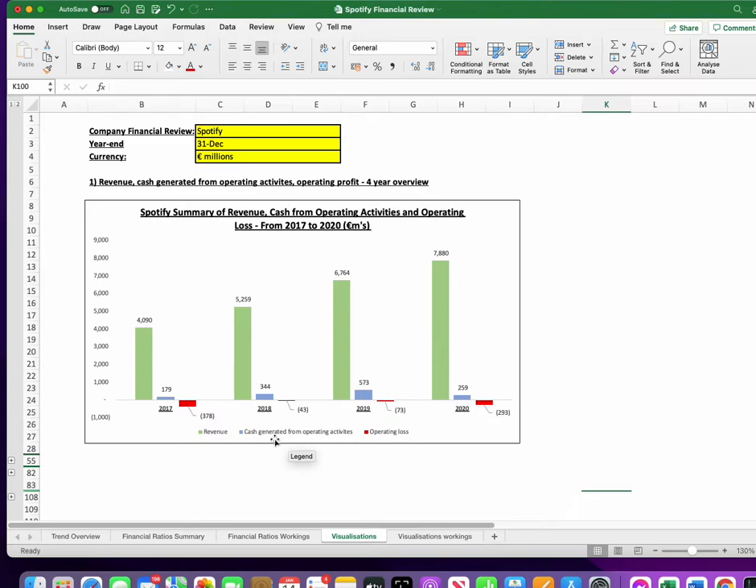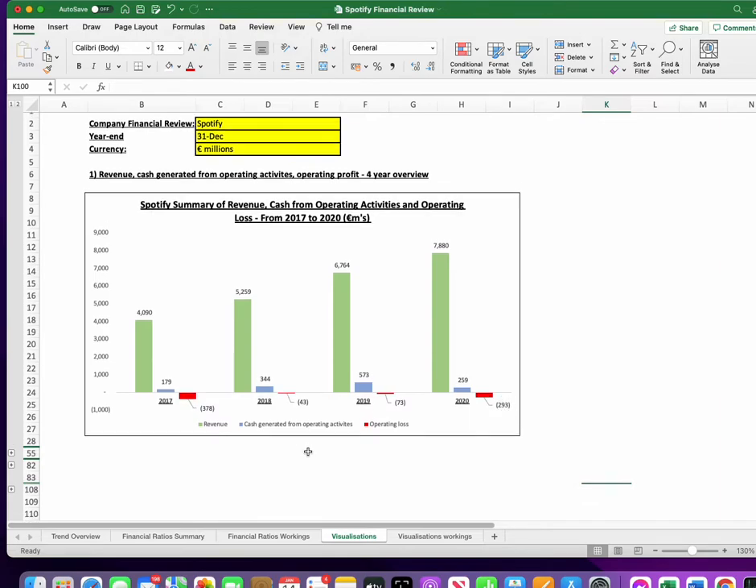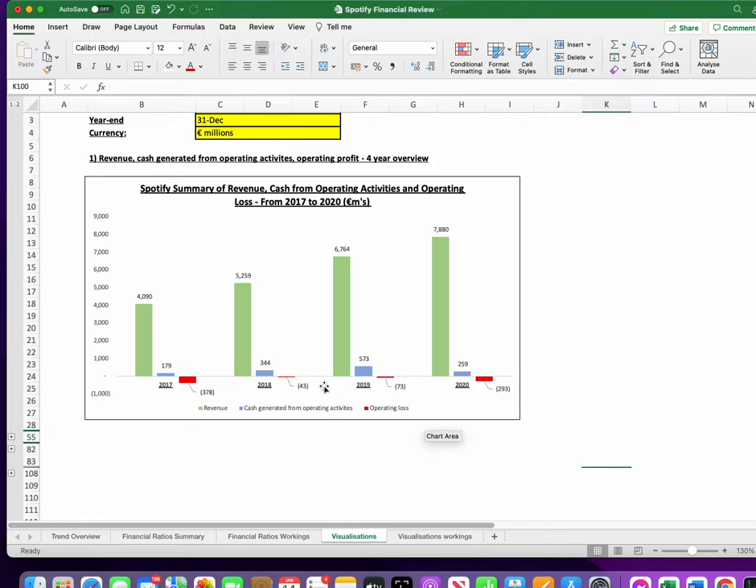But in terms of cash generated from operating activities, they actually have positive cash across each of those years. So there's a difference between the accounting profit and the cash flows. There are some non-cash expenses which make up the accounting loss in this case, but that just shows that their operating cash flows are in fact positive. So we've got another one down here.